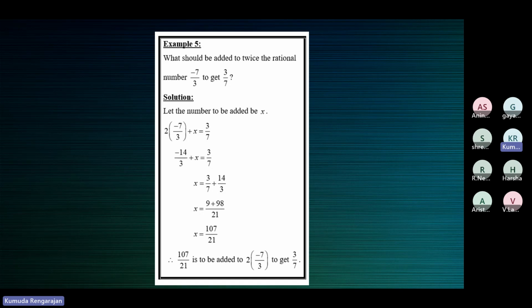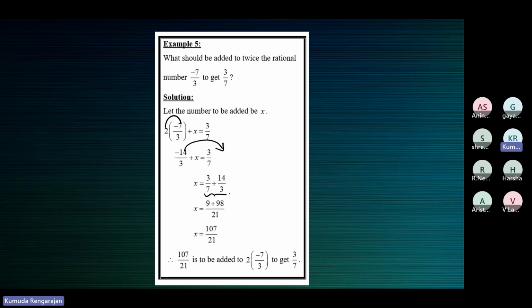Finished writing, all of you? Yes, ma'am. Okay. So when you multiply 2 into minus 7 is minus 14. So minus 14 by 3 plus x is equal to 3 by 7. Now we need to transpose this to find the value of x. So minus 14 by 3, when taken to the RHS, becomes plus 14 by 3.